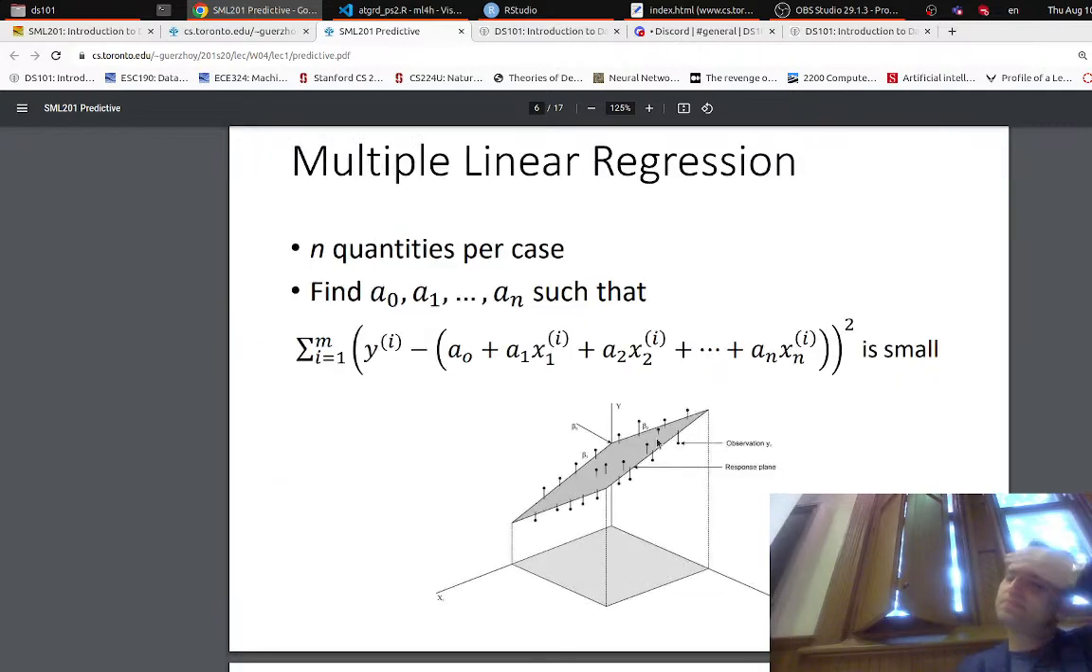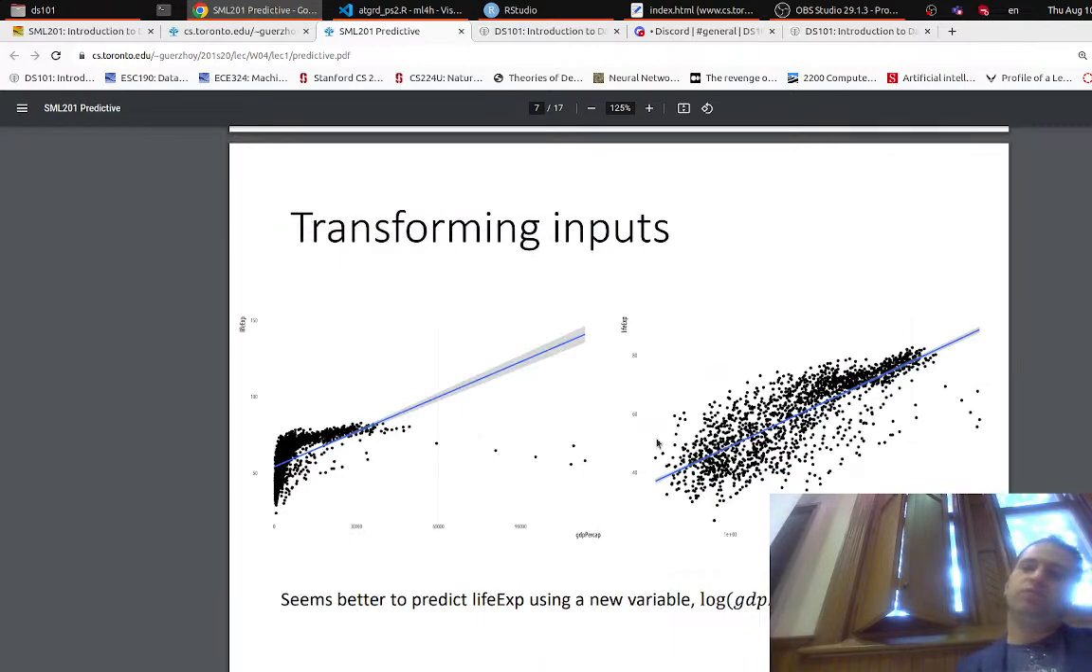So that's the basic idea. A lot of the time, and actually kind of right away, you'll see that just applying this idea doesn't work that well, in part because the relationship between the inputs and the outputs is not always a straight line. So here's an example.